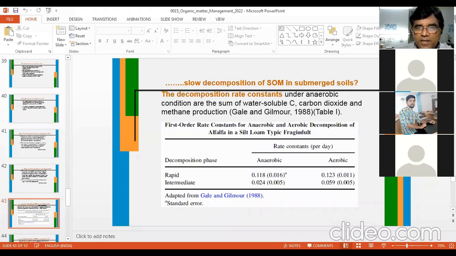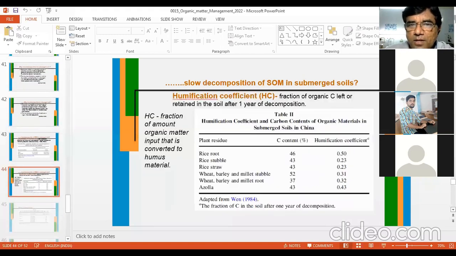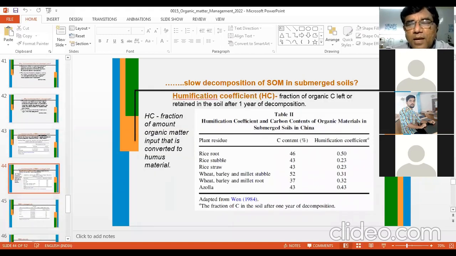At intermediate decomposition phase, in anaerobic condition, it is 0.024. However, in aerobic, it is still higher, 0.059, which is more than double. So this data in the table just indicates that there is very fast decomposition under aerobic than in anaerobic conditions. So see, another aspect is humification coefficient.